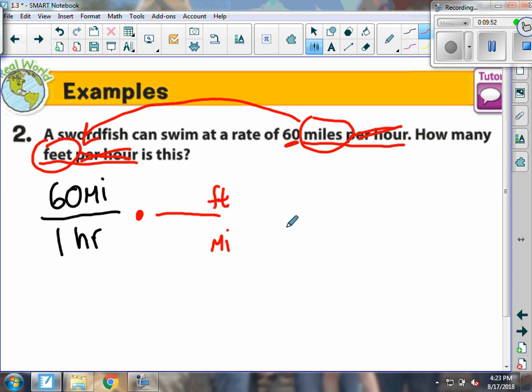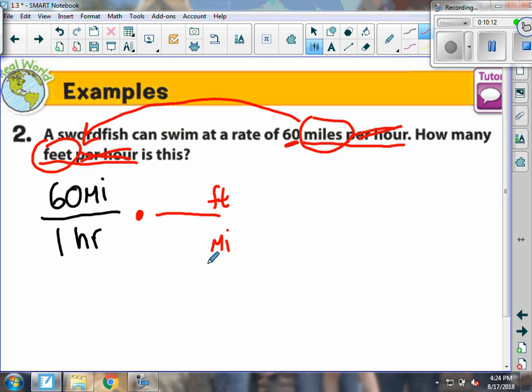It won't always be this way. You're not always going to put the original on the bottom and what you're changing it to on the top. Sometimes it's going to be switched. That's why it's very important to pay attention to your units of measure. That tells you where to put these units of measure. And these units of measure tell you what numbers to use.